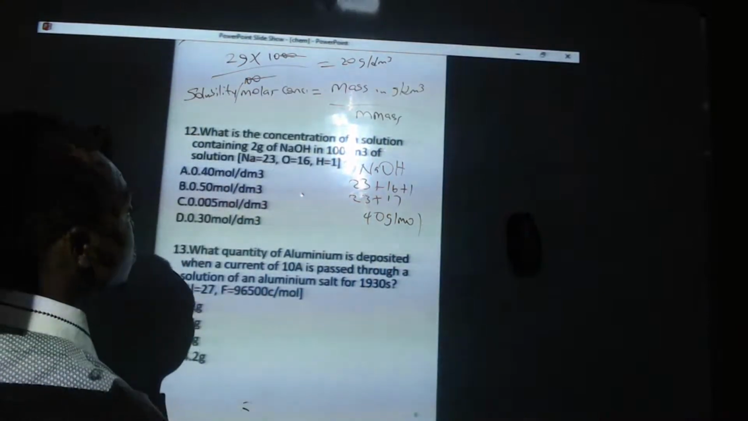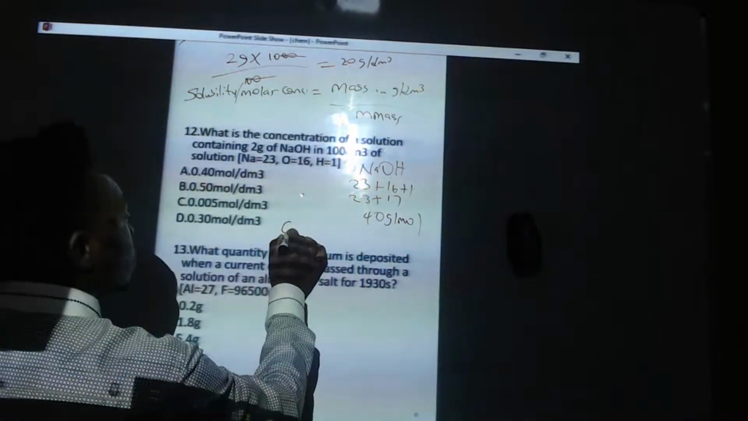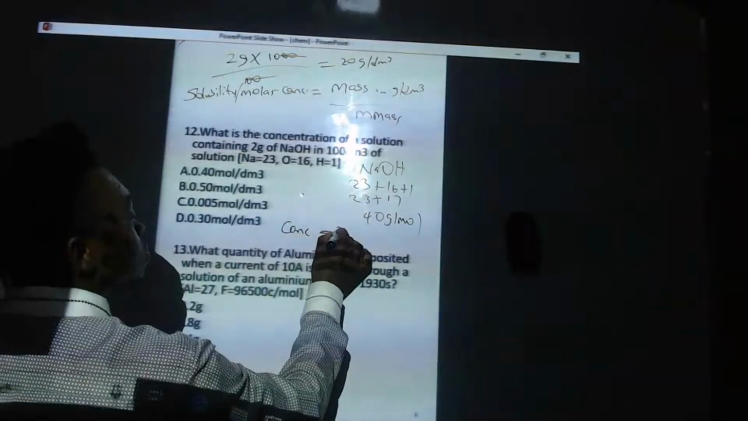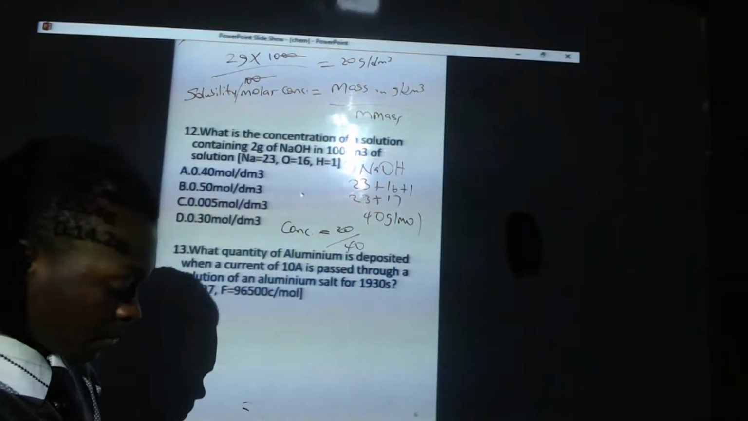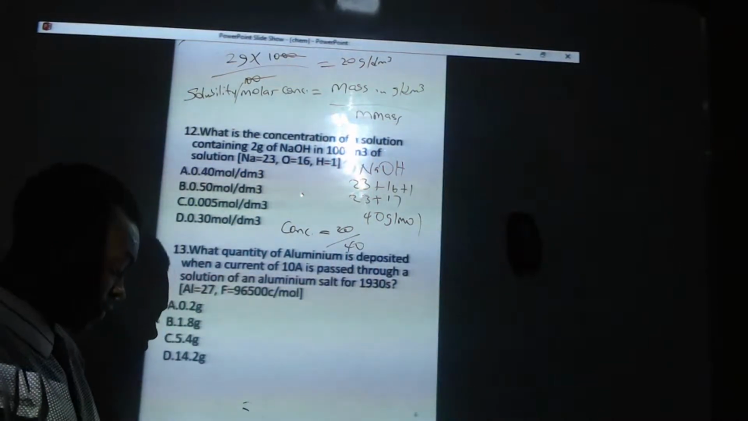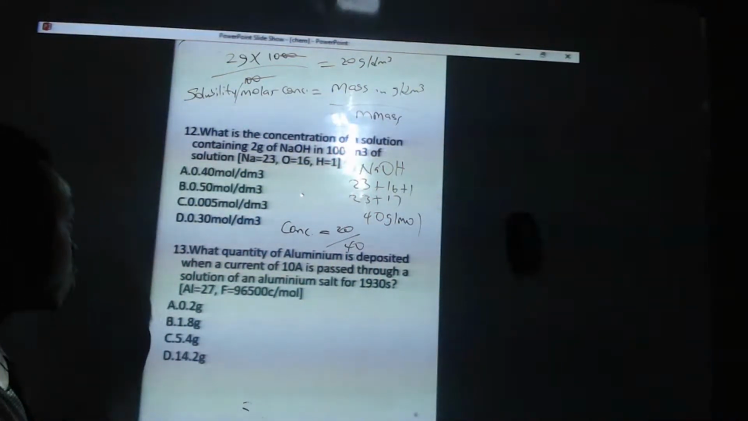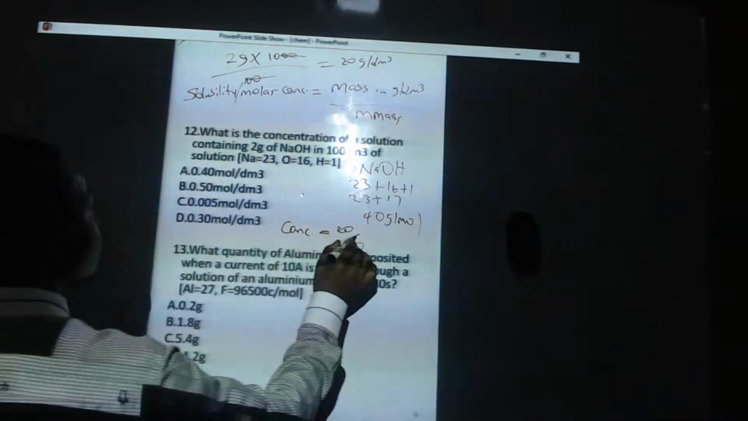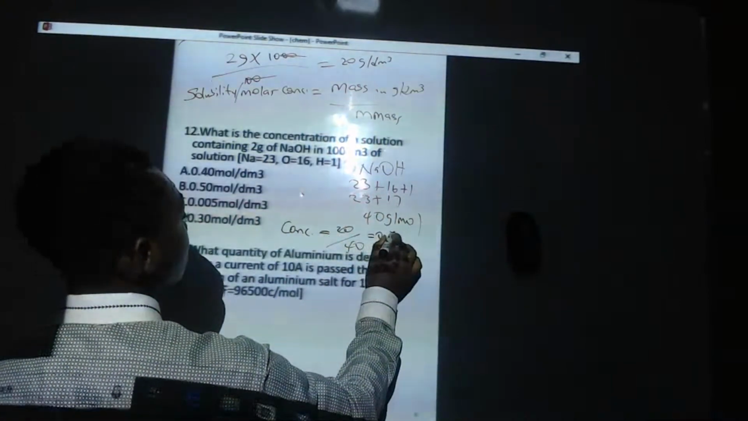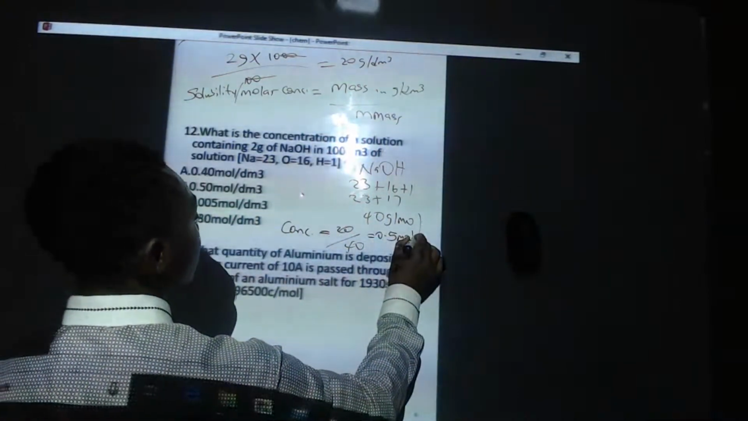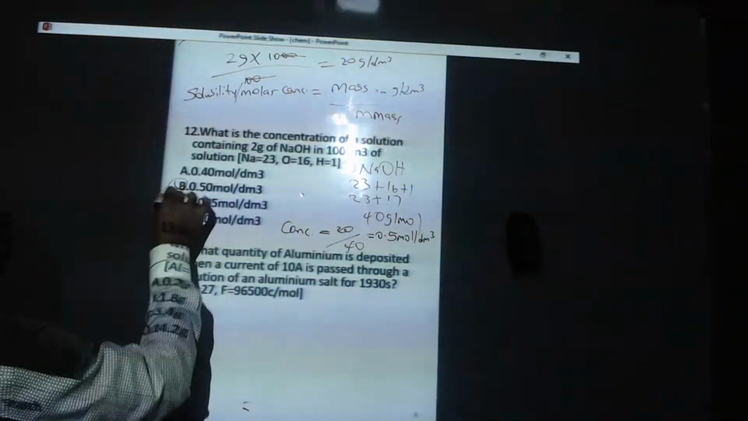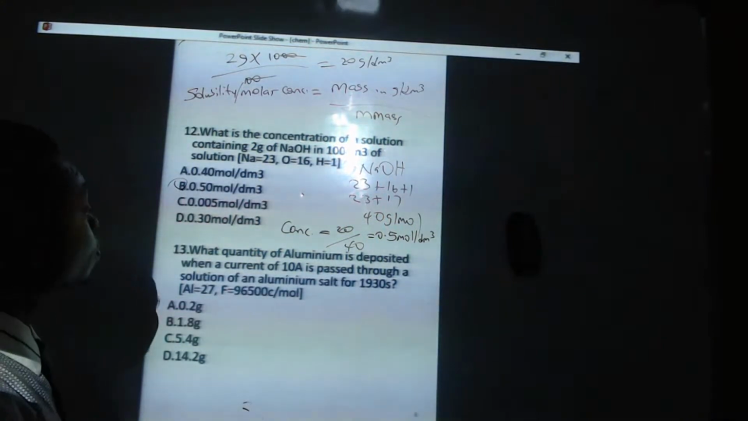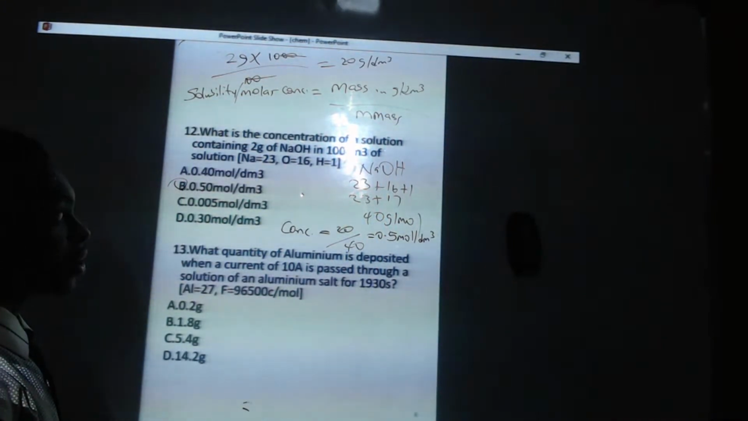So you come here, multiply the gram per dm cube. You are getting 2,000 as this, so it now makes your concentration 2,000 over 40. So this will now be 2,000 divided by 40. So you're getting 0.5 mol per dm cube as your answer.